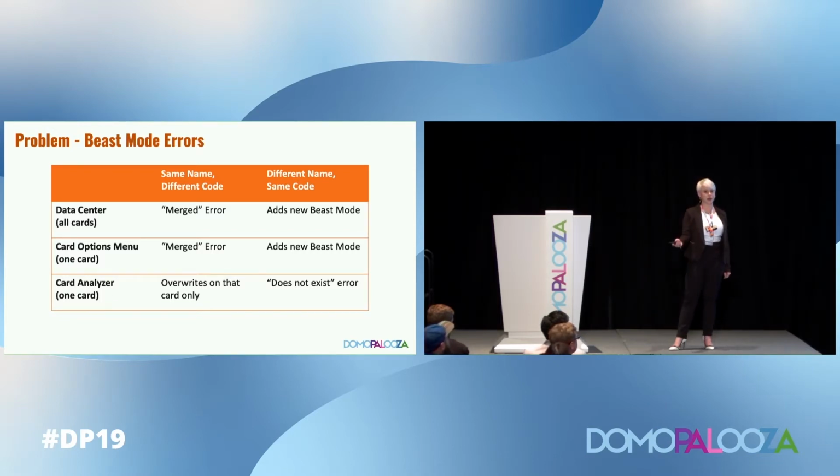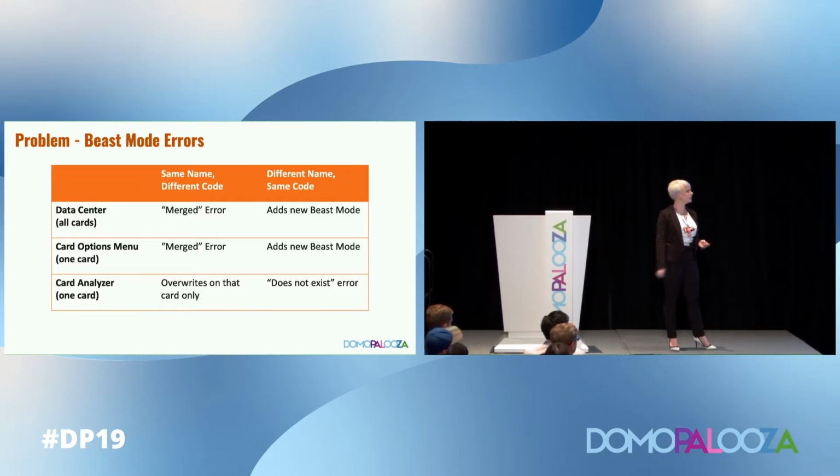Also, if the scenario had been a space in the title and not the code, you would get a different error. You would have a whole new beast mode with that title on it, but it looks the same to you because you don't see the space. So now you would say, oh, I have two unique counts. Why is that? And that's because of a space in the title. Also, through the card analyzer, that same scenario produces a does not exist error and just will not work.